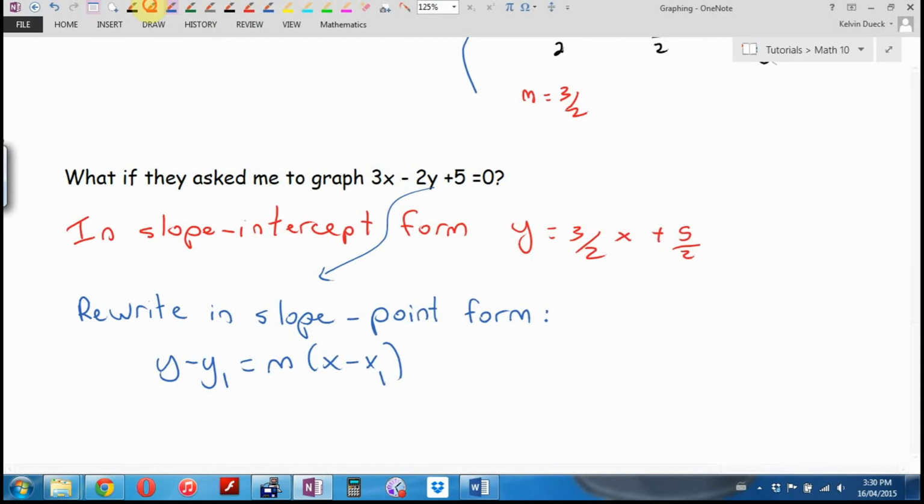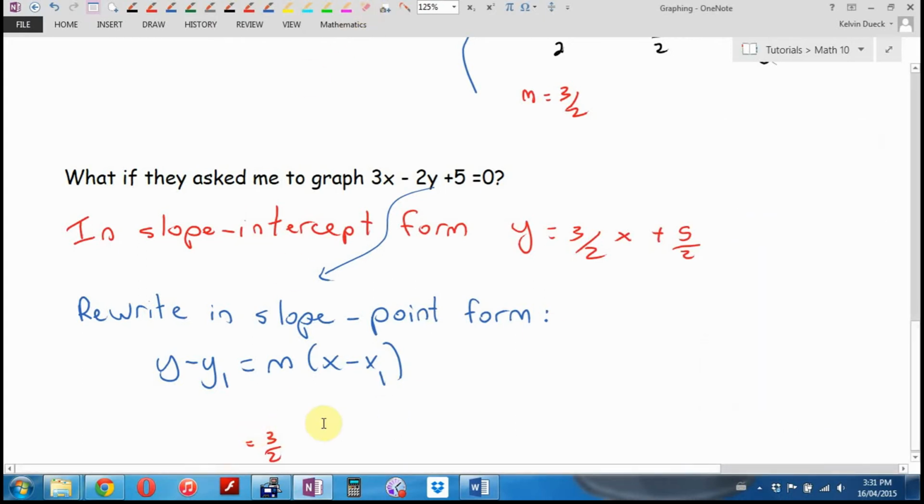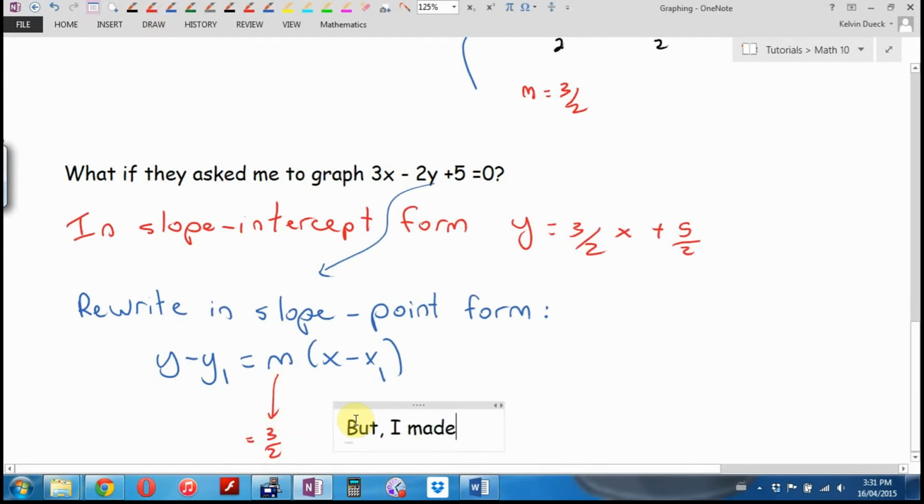That part's going to be the same as slope-intercept form. The question is, what point does this go through? I think I've made up a yucky one. Let me ponder for a second here. Gonna do the old pause the video while I think out loud. So let's move on.